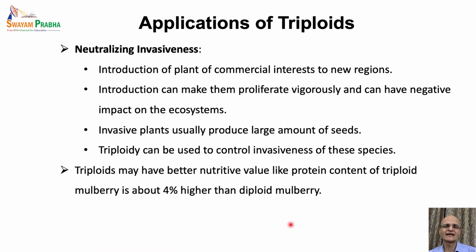Further, triploids can have a better nutritive value too. Like the protein content in the leaves of the triploid mulberry is about 4% higher than the diploid mulberry. Therefore, these leaves have better digestibility for the silkworms. In fact, when the silkworms were fed with the triploid leaves only, the silkworms grew rapidly and their life cycle was also reduced by a few days, and the overall productivity was also increased significantly.